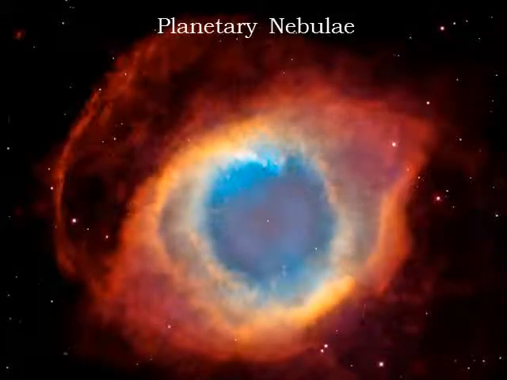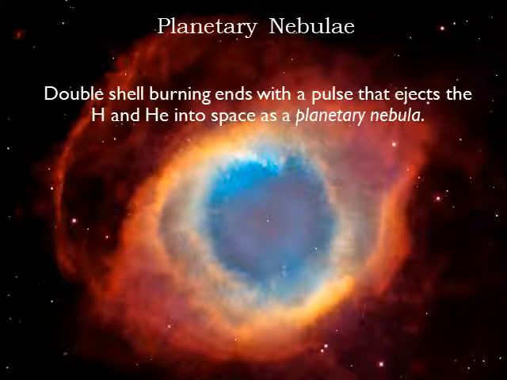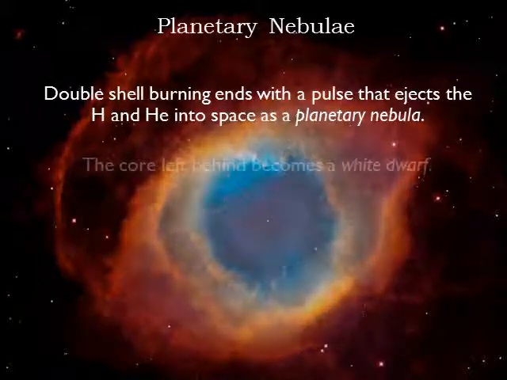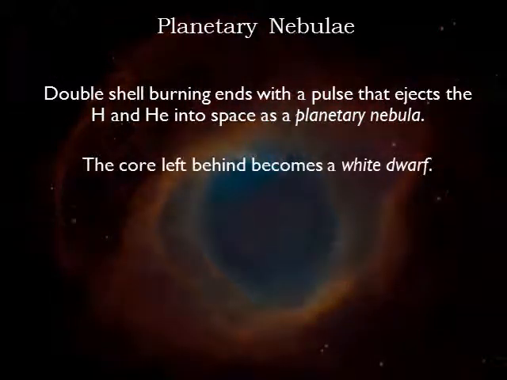The double shell burning phase will end with a pulse that ejects the hydrogen and helium into space as a planetary nebula. Planetary nebulae have nothing to do with planets. The name comes from the fact that some planetary nebulae look like planets through small telescopes. A planetary nebula will fade as the exposed core cools and the ejected gas disperses into space. The nebula will disappear within 1,000,000 years, leaving the carbon core behind as a white dwarf.